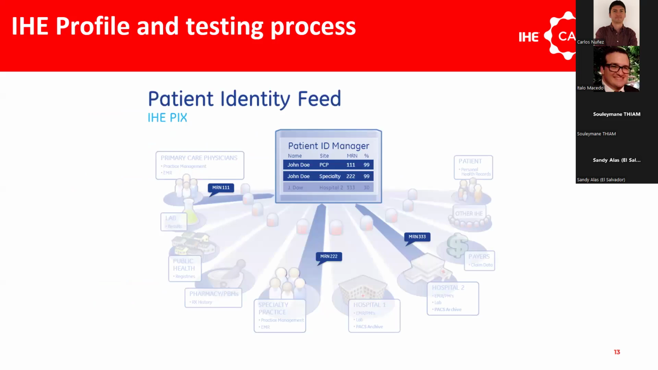Now the question is, what is the link between MPI and IHE? The MPI implements some protocols based on the IHE profiles, and the main profile is PIXm, the patient identity feed. We have three levels of the profiles. The first level is PIX V2, PIX V3 based on HL7 V3 and HL7 V2. And we have PIXm, patient identity feed for mobile. This is based on FHIR.